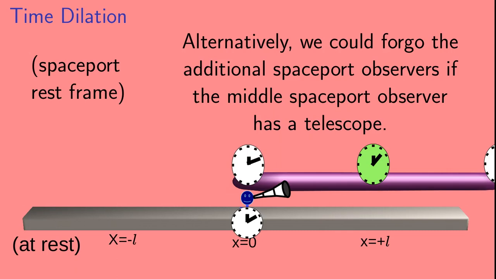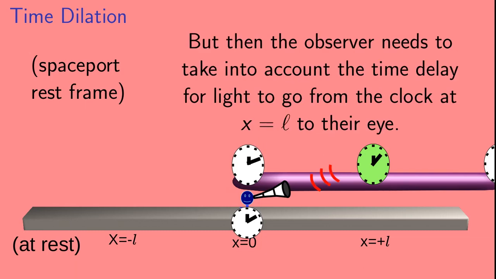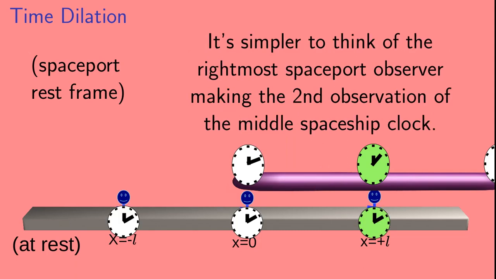Alternatively, we could forego the additional spaceport observers if the middle spaceport observer had a telescope with which to read the middle spaceship clock when it reaches x equals L. But then that observer would need to take into account the time delay for light to go from the clock at x equals L to their eye. It's simpler to think of the rightmost spaceport observer making the second observation of the middle spaceship clock. So we'll do that. Okay, so let's get to the actual calculation.